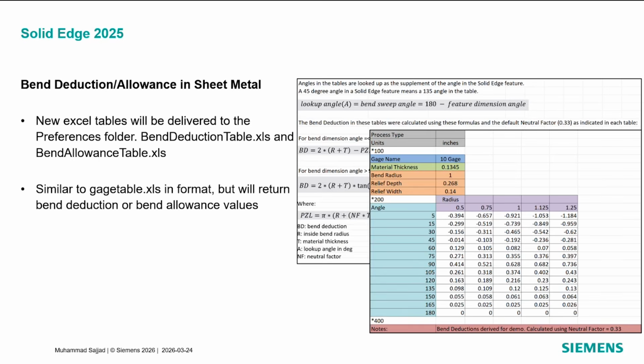Also, new Excel tables have been added to the preferences folder, and those are the bend deduction table as well as the bend allowance table. Now they're very similar to the previous gauge table spreadsheets that you're familiar with, but instead of getting gauge sheet values, you'll be getting the bend deduction or the bend allowance.